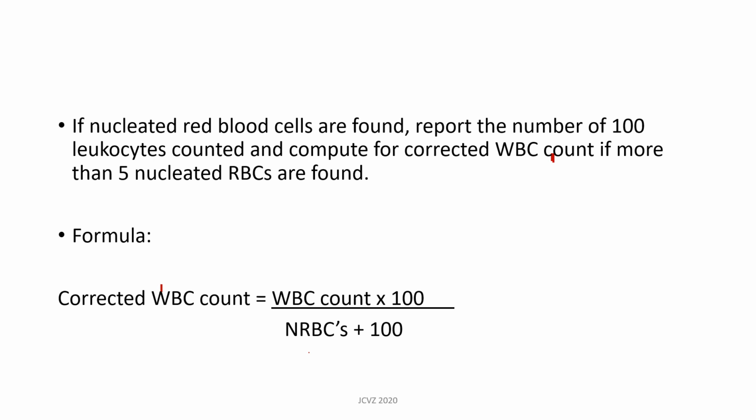The corrected WBC count will only be performed if, during examination of your peripheral blood smear, you can see nucleated RBCs, more than 5 nucleated RBCs in the peripheral blood film. That's the time you have to perform your corrected white blood cell count.